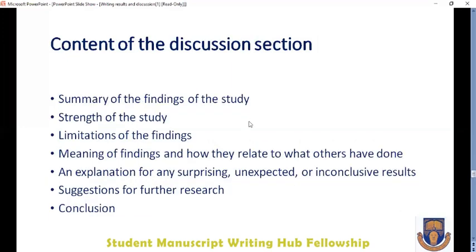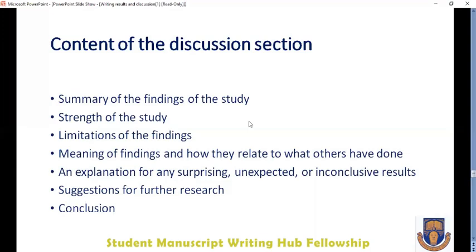So the first thing you do when you're writing your discussion section is to give a summary of your findings. Again, you are not repeating what you have in results, because that's what many people do. You don't bring back all your results and dump them in your discussion section. Your first paragraph is just to summarize, based on the objective you set out to do, what you find.